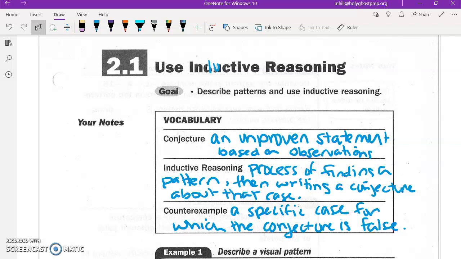You are seeing a pattern and you are coming up with a rule in your mind that may be true, maybe not, but right now you're starting to see it happening over and over again. You're starting to see a pattern. So, inductive reasoning is the process of finding a pattern and then writing a conjecture about it. And finally, a counterexample. All you need is one example to prove a conjecture false. So a counterexample is a specific case for which the conjecture is false. That is very important. So hit pause and write down these three definitions.